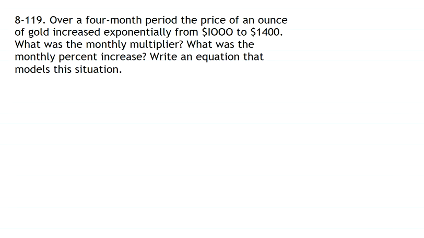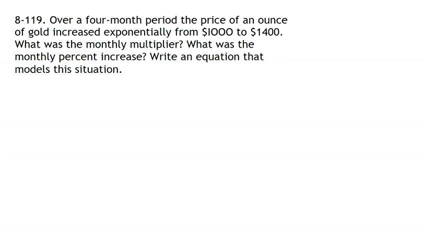This is our last homework set before the study team test and the individual test for Chapter 8. Question 119 says, over a 4-month period, the price of an ounce of gold increased exponentially from $1,000 to $1,400. What was the monthly multiplier and what was the monthly percent increase? Write an equation that models the situation.